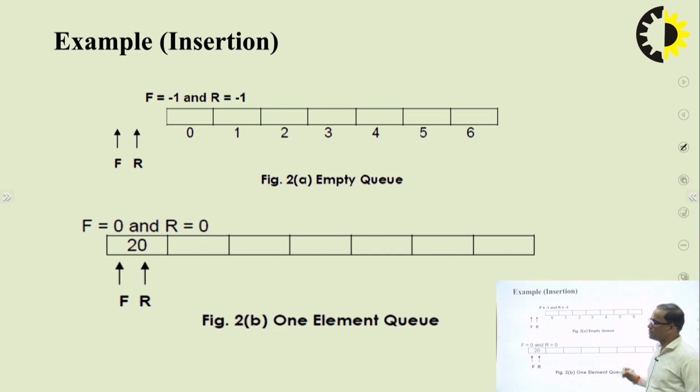Next, this is just an example. This is an empty queue. Initially front is equal to minus 1, rear is equal to minus 1. Next we are going to insert the first element inside the queue. So we have to set front is equal to 0, rear is equal to 0. We have stored the value 20.